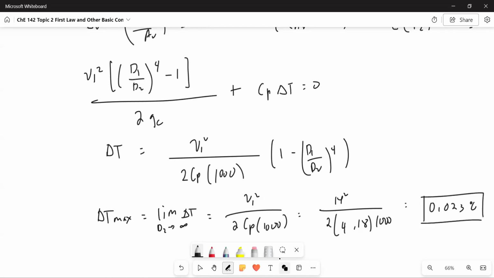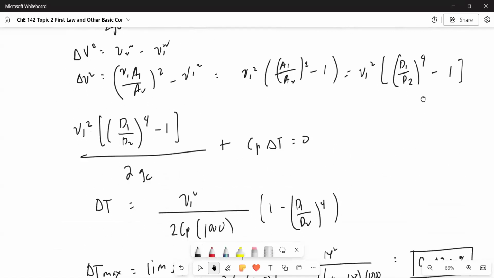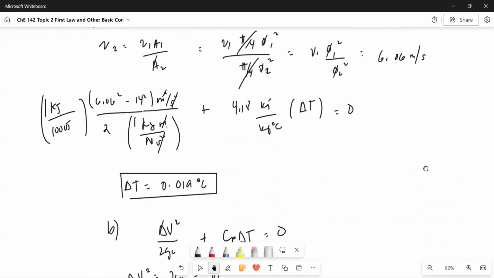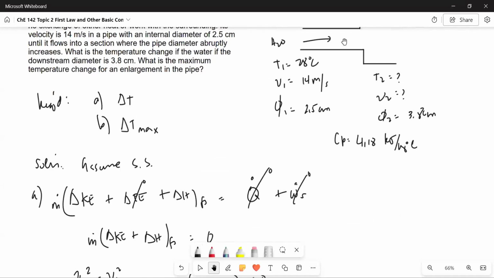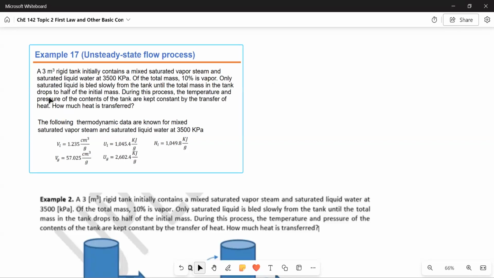Okay, so that's the answer. Delta T max. So that ends example 16. Okay, let's do the next example, example 17.